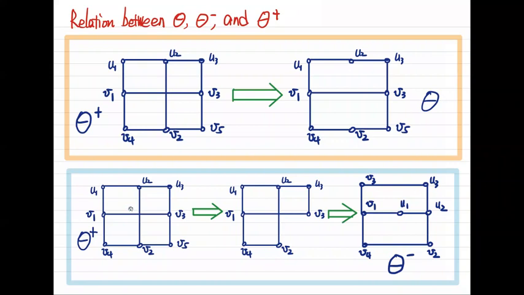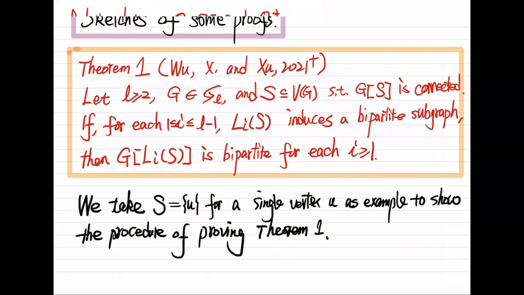Below are some of our ideas of proof of these theorems. In our first theorem, we show that for any subset S of vertices, if G[S] is connected and for each i between one and L minus one, L_i(S) induces a bipartite subgraph, then L_i(S) is bipartite for each positive i. We only take S consisting of a single vertex u as an example to show the procedure.